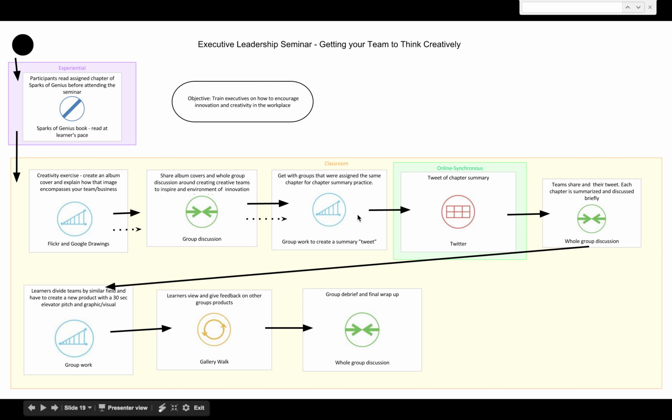The next activity is another practice activity, and they would get with groups that were assigned the same chapter, and they would do a chapter summary practice. What they would do is discuss their chapter. They could either bring the book, or we would have copies of the book there. As a team, they would need to create a summary tweet, or 144 characters, of what the main idea of their chapter was.